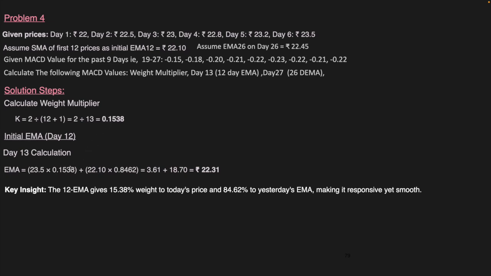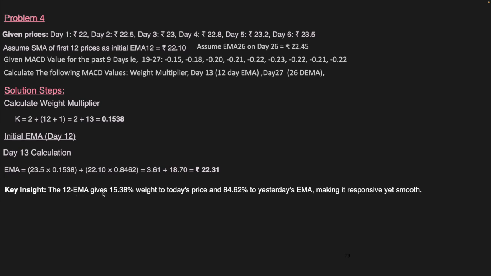Into K, we have plugged in that value here, plus yesterday's moving average. What is yesterday's moving average? It is already given. For EMA 12 it is 22.1, so I have put 22.1 here. When you do the mathematics, you get rupees 22.31.